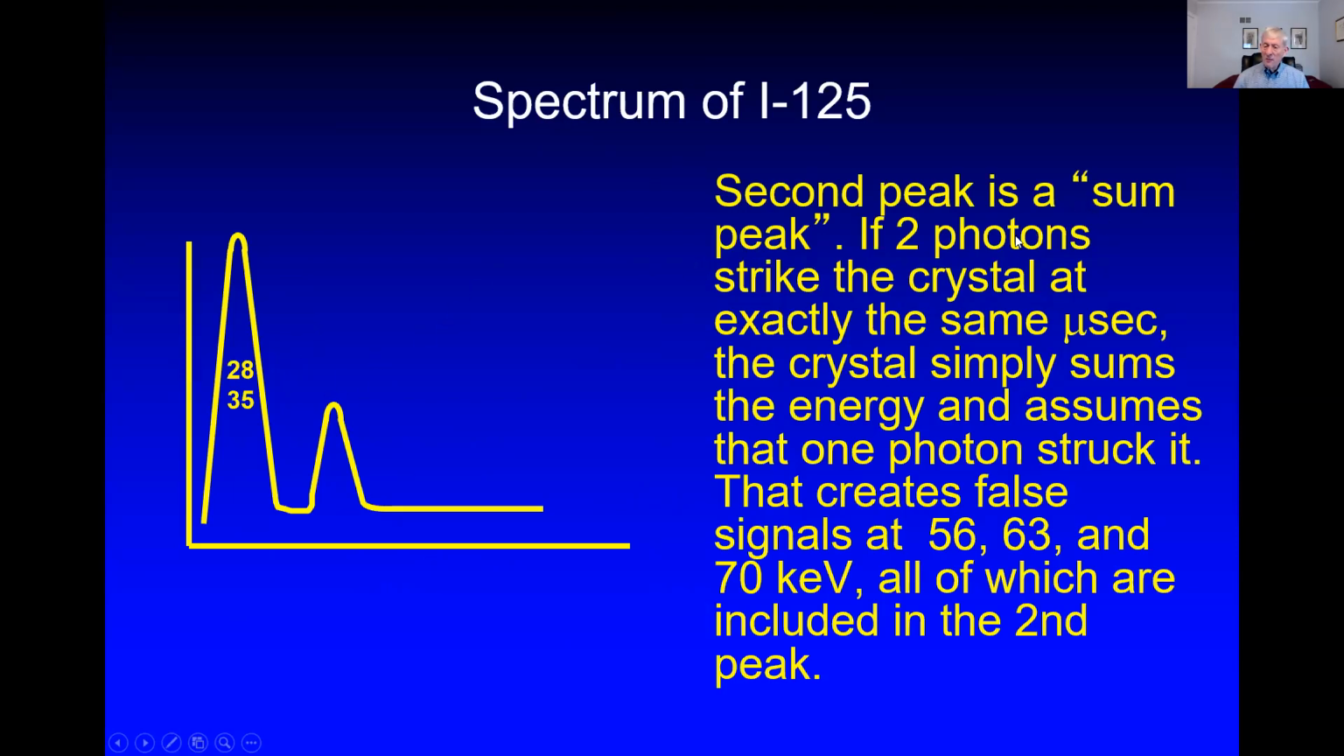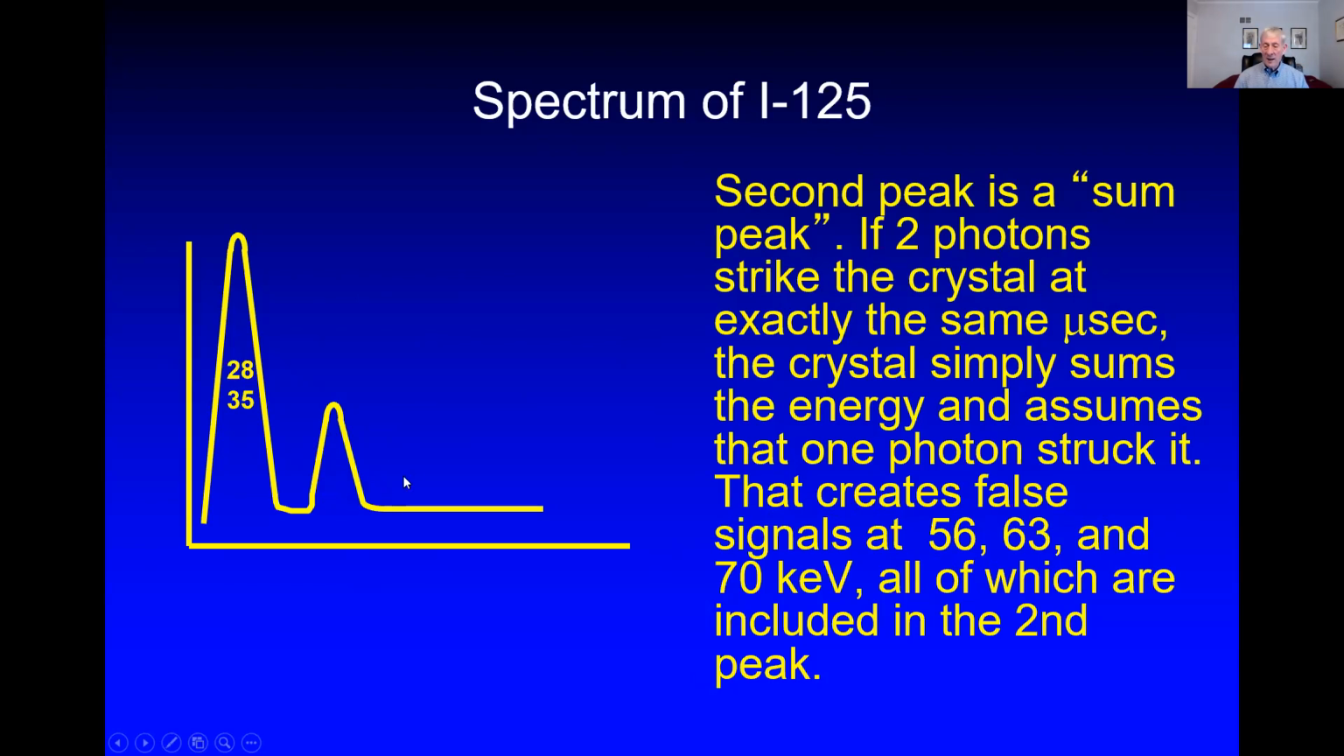And if two photons, let's say I-125s, hit the crystal in the same moment, in the same microsecond, the crystal doesn't realize it was two photons, it simply sums up the energy. And what does it see? 2 times 28, it sees a 56. 2 times 35, it sees a 70. One of each, it sees a 63. So those are the numbers in the bottom of this paragraph here. And this peak would include the 56, the 63, and the 70. So it looks like I-125 is emitting in this range, but it's not.